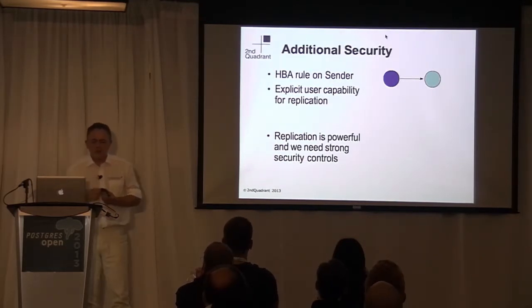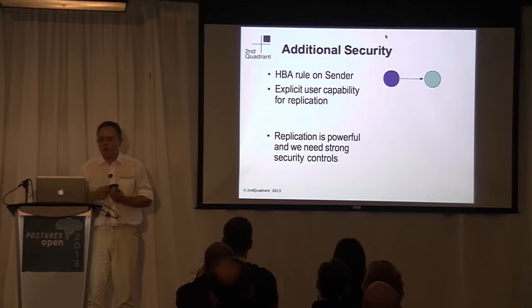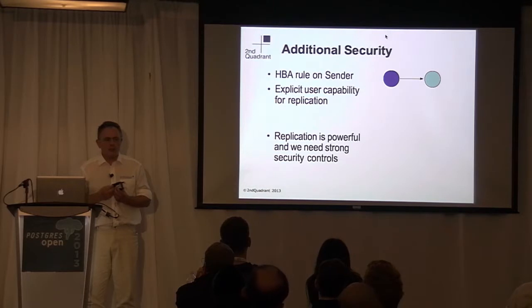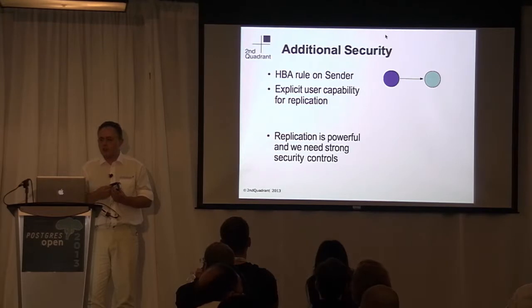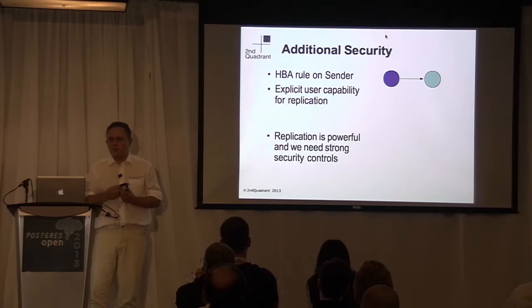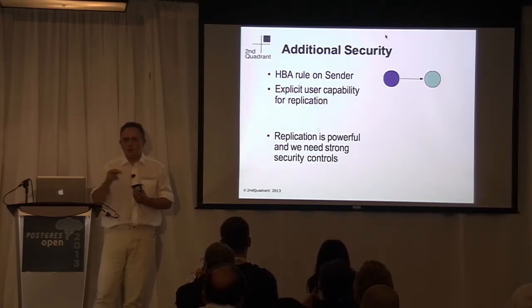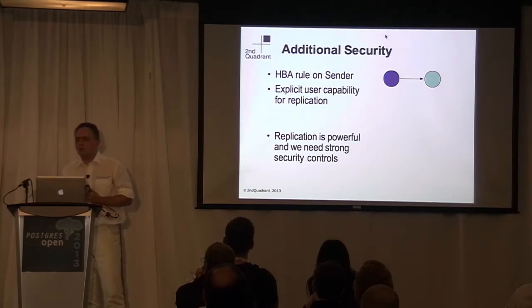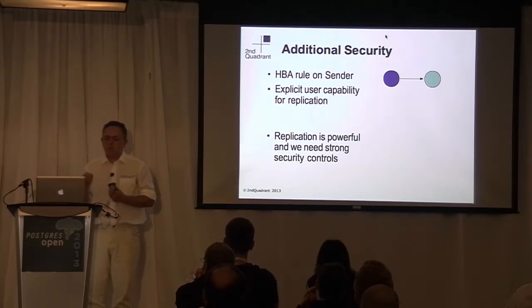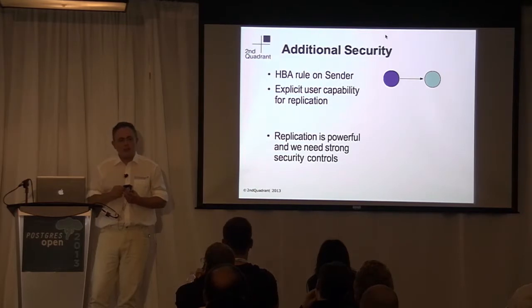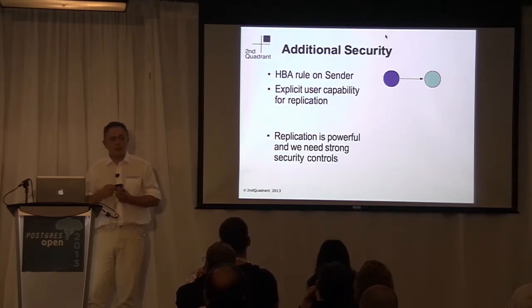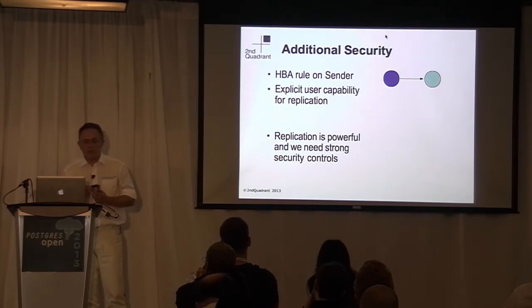We have gone to the trouble of layering additional security on top of the basic libpq security. So there's a special rule that you have to set up in the host-based authentication file specifically to allow replication connections in from a certain direction. There's also an explicit user capability that you need to set up for replication. So there's two additional things that you need to do to make replication work. Now, that is because replication is so powerful that it really is worth the extra protection that you're going to be giving to it. Okay?